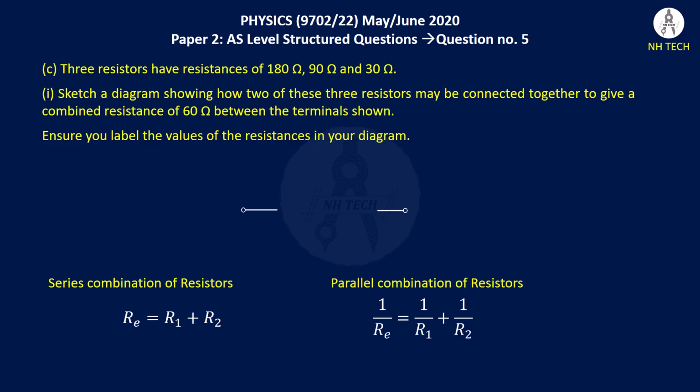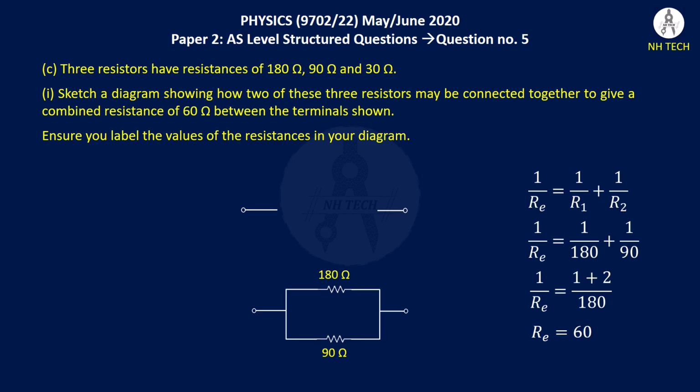Recall the series and parallel combination of resistors. In case of series combination, if we add the values, then it will exceed 60, so only parallel combination is possible. And if we use 180 ohm and 90 ohm in parallel, then its equivalent resistance would be 60 ohm.